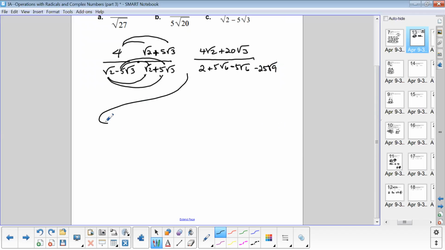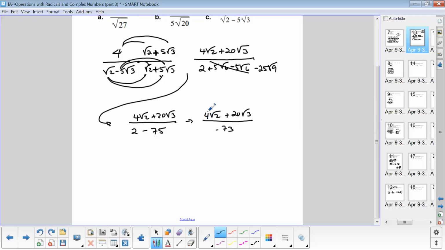So just coming down here, I would have 4 square roots of 2 plus 20 square roots of 3, all divided by, notice these two terms cancel out. So I'm going to be left with 2 minus 25 times 3, which is 75. Square root of 9 becomes 3. 3 times 25, 75. So it would be 2 minus 75. So that would be 4 square roots of 2 plus 20 square roots of 3, all divided by negative 73.